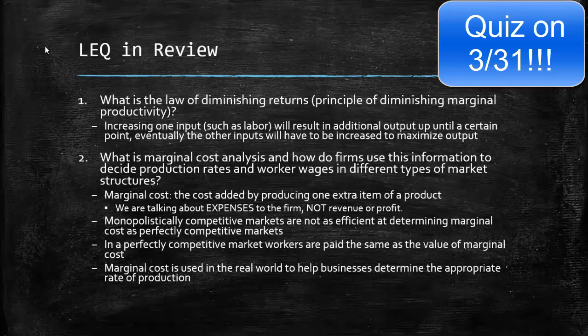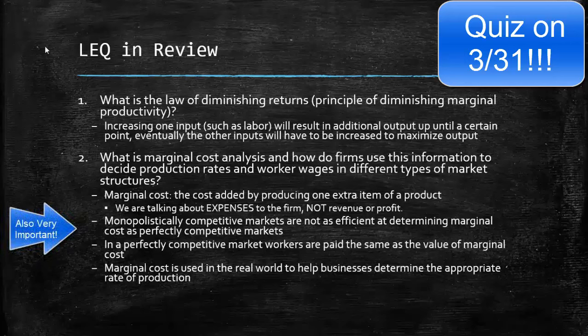So marginal cost analysis is used to help firms determine the rate of production. I want to say that again. Marginal cost analysis is used to help firms determine the rate of production. Think of that Nike swoosh graph we just did. So one specific thing you need to know, in a monopolistically competitive market, because they are not as efficient, they are worse at determining the appropriate marginal cost.